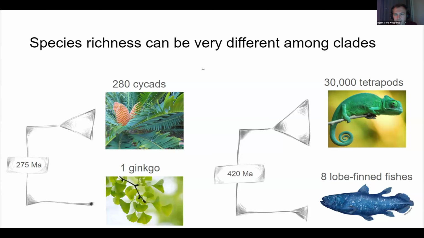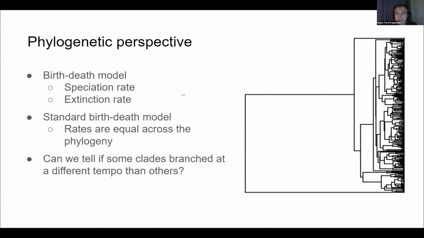Now, these are quite famous and obvious examples, but the question that I'm interested in is: are these differences an exception in evolution, or do we see these differences all over the tree of life? I take a phylogenetic perspective for this question, and specifically I use a birth-death model, which has rate parameters that control how often speciation events and extinction events happen.